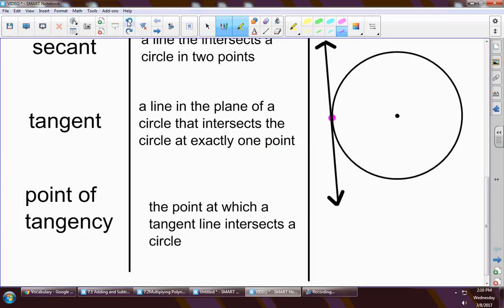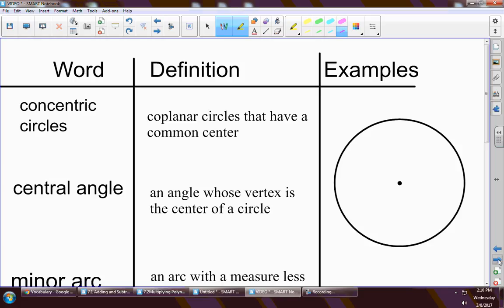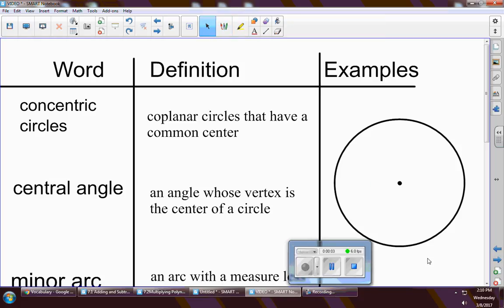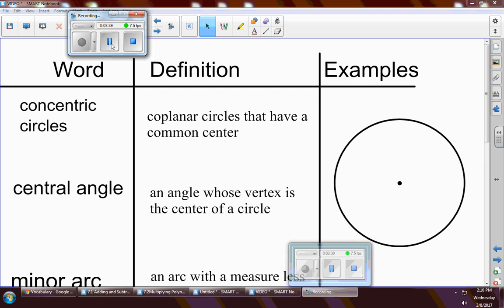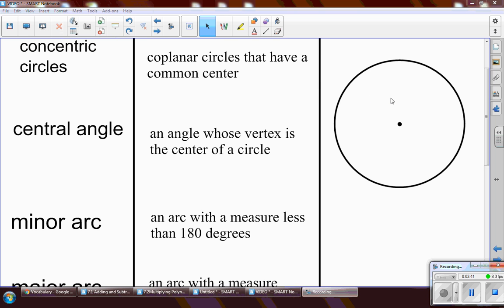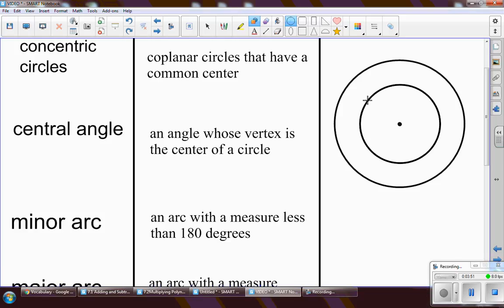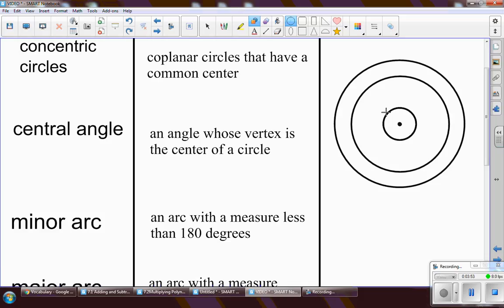All right. Moving on. We have concentric circles. All right. Concentric circles are coplanar circles that have a common center. So as long as these circles have a common center, so here's our first circle we have. I'll make another circle that has the same center. These are concentric circles. They all share the exact same center.